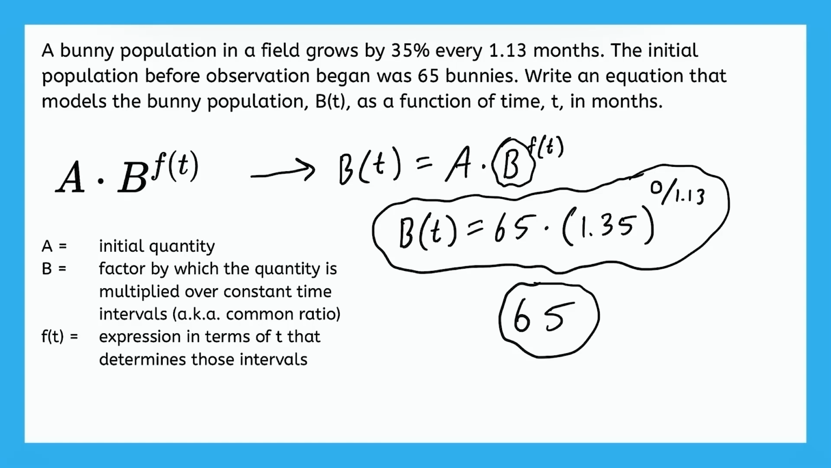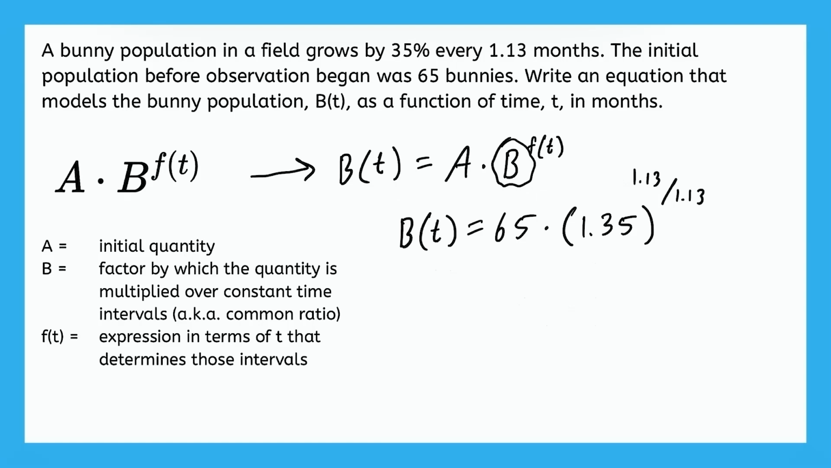Now what happens if we plug in 1.13 months instead of 0 for t? Well, that will make our entire exponent 1, right? 1.13 divided by 1.13 is 1, which makes this entire exponential part of the expression just 1.35 to the power of 1, or 1.35. Just like that.